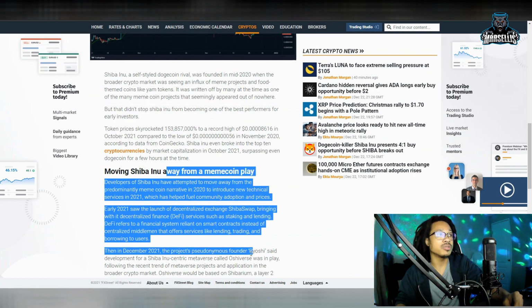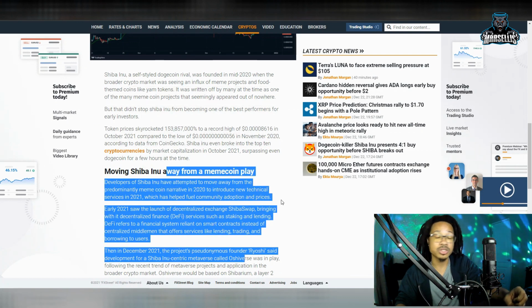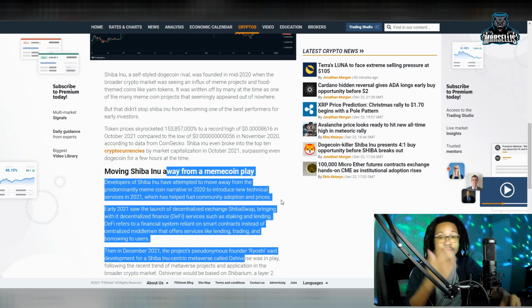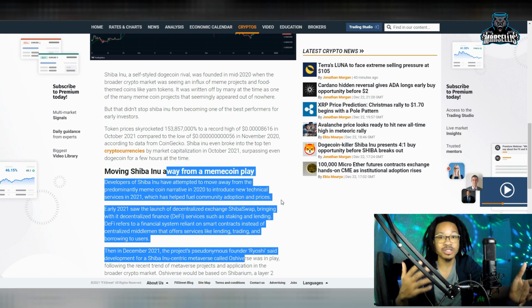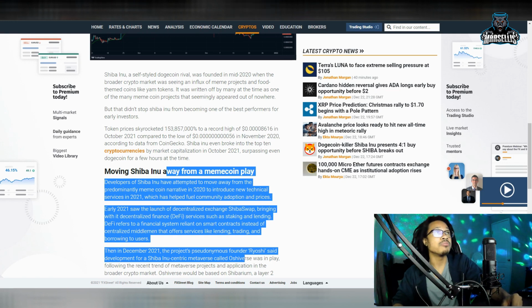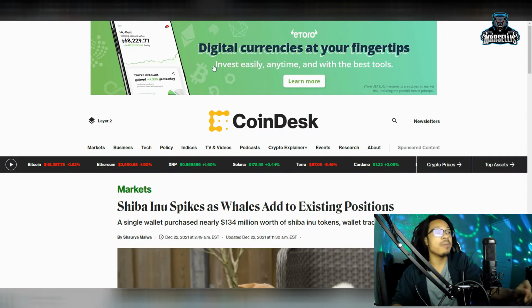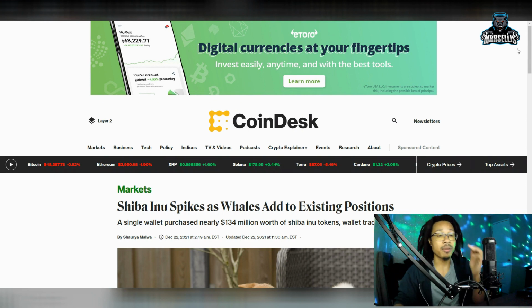But anyway, Shiba Inu is no longer a meme coin. We already know all that good stuff. The metaverse, we're going to be having a whole metaverse thing. We're going to be having a whole game being built around Shiba Inu. We got so much going on for Shiba Inu. But anyways, moving on from there, we have everybody talking about the whales that have been buying more Shiba Inu.